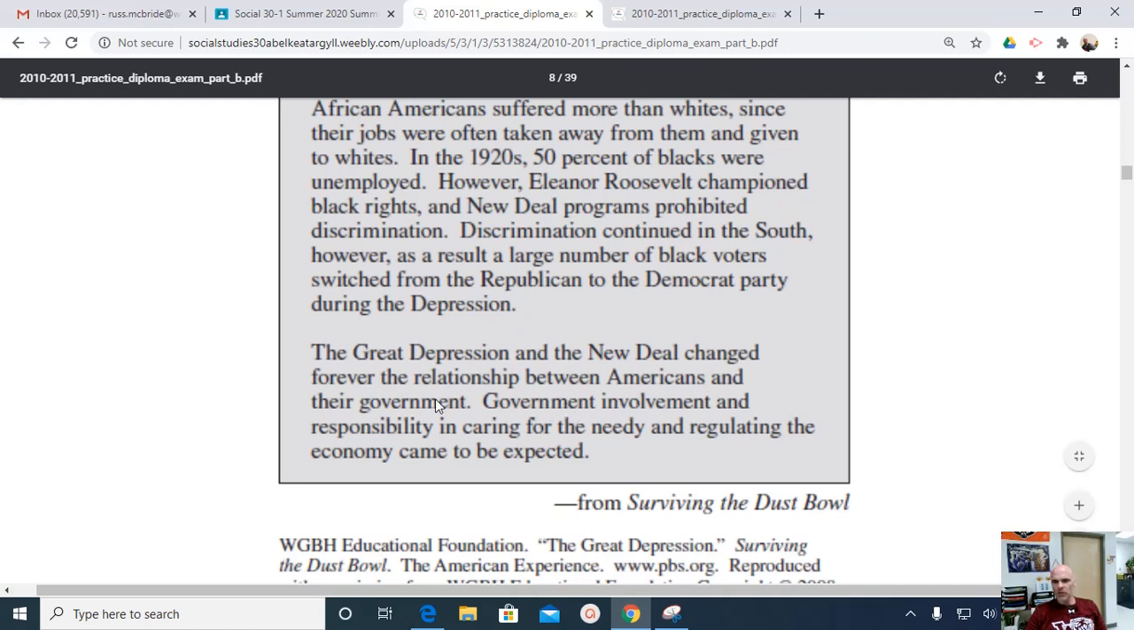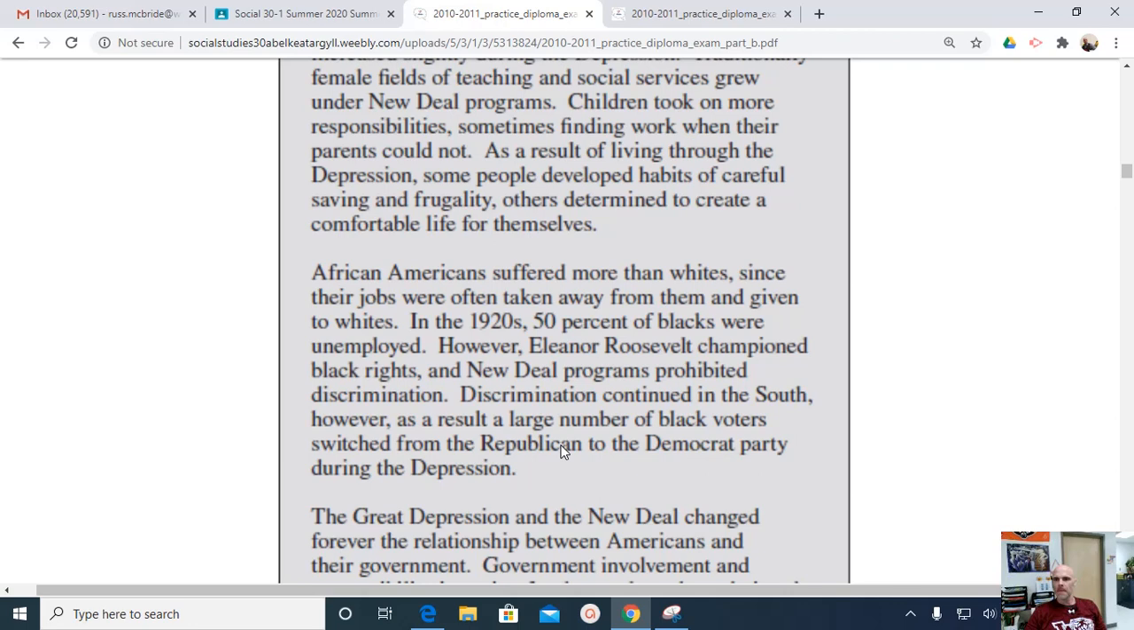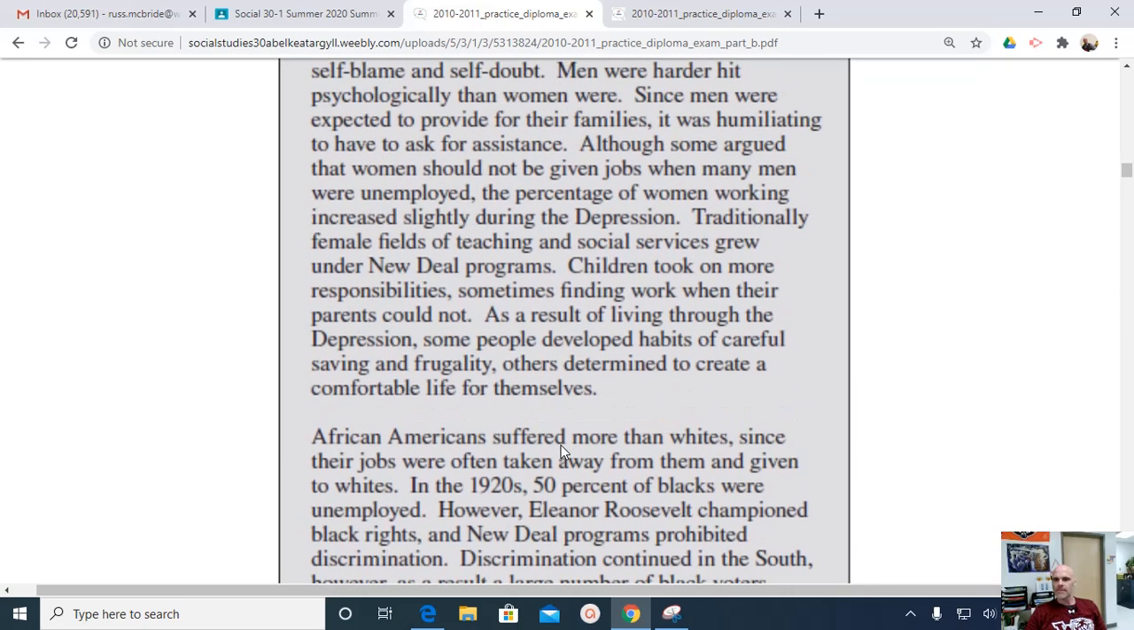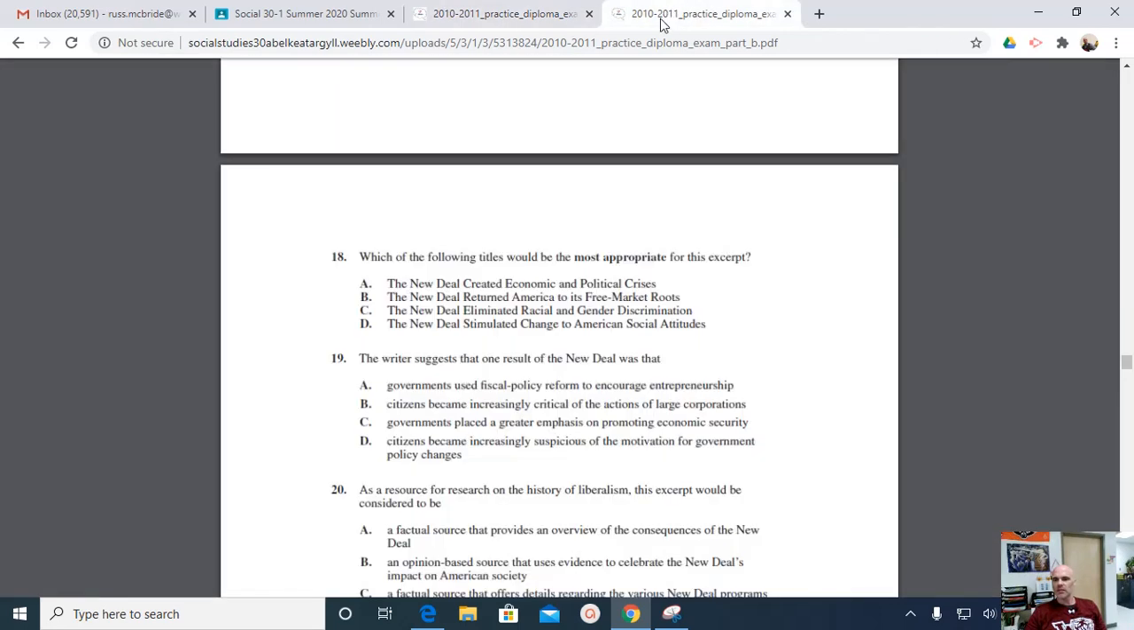Government involvement and responsibility in caring for the needy and regulating the economy came to be expected. It seems to be right there. And it does fit what we know about the alphabet agencies. I'm going to go with that.